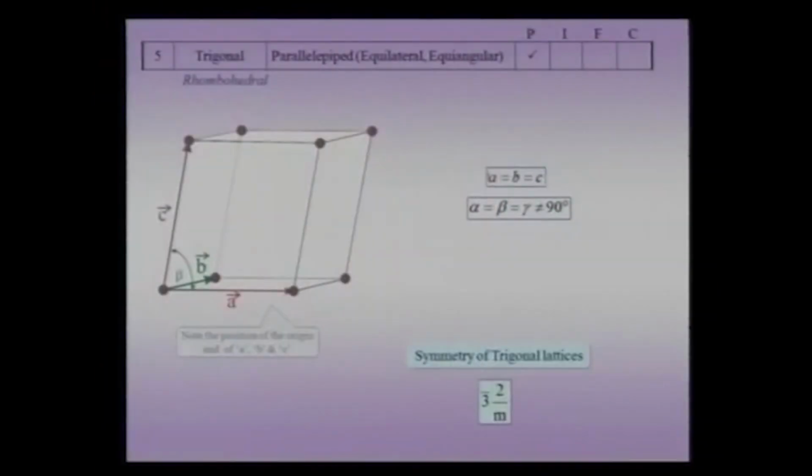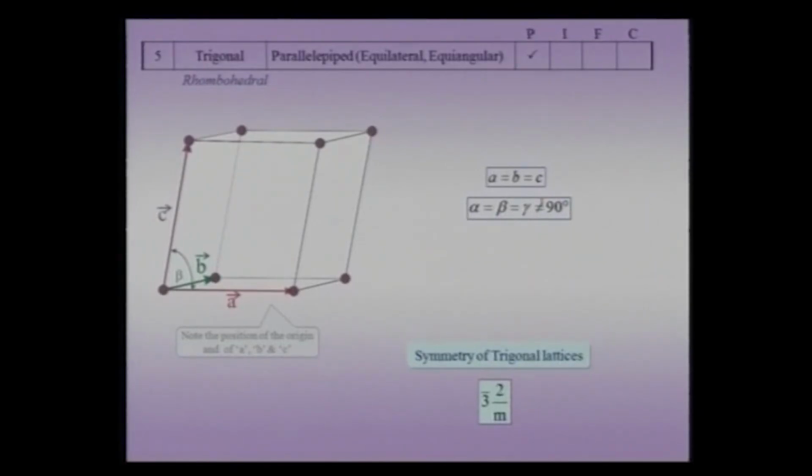The characteristic of a trigonal lattice is that the lattice parameter A is equal to B is equal to C, and all the angles are equal to each other but not equal to 90 degrees. So, all the angles are equal to each other but have a general value.